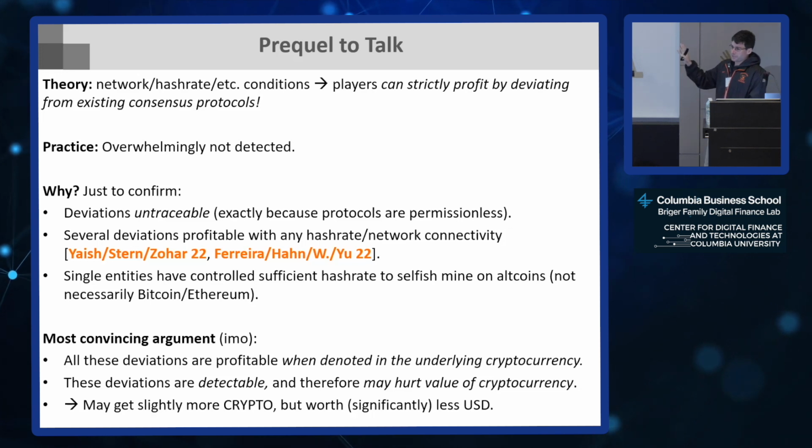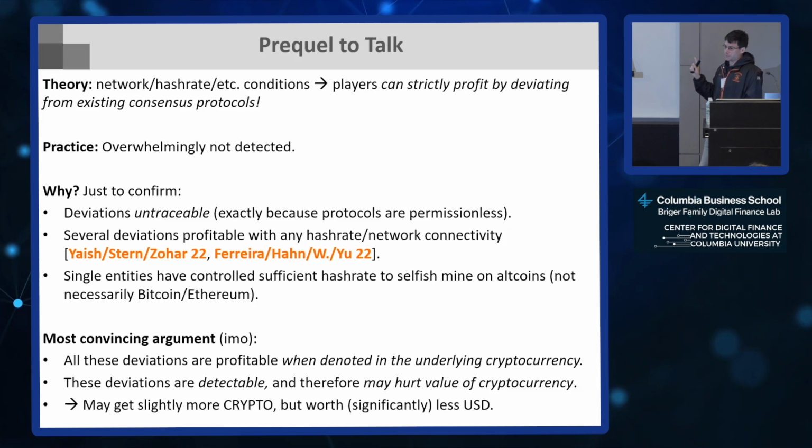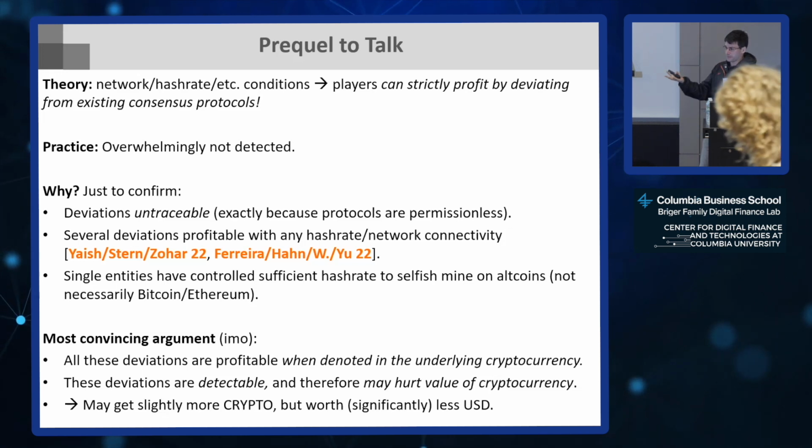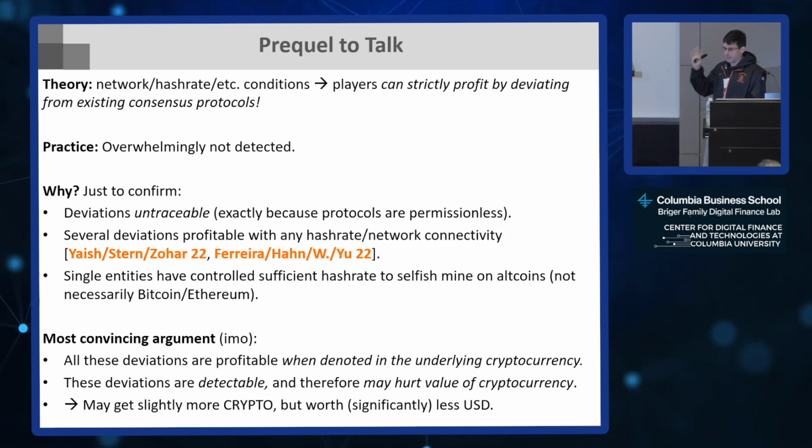So all these deviations, if you work out the math, you say, why is it profitable? Well, it's profitable to selfish mine on Bitcoin because it gets you more Bitcoin. It's profitable to manipulate timestamps in Ethereum because it gets you more ETH. All of these deviations, while I can't trace to figure out exactly who did it, are definitely detectable. So I'll go through for selfish mining exactly why, how you would detect it. But you would look at the Bitcoin blockchain and you would say, something doesn't look right.